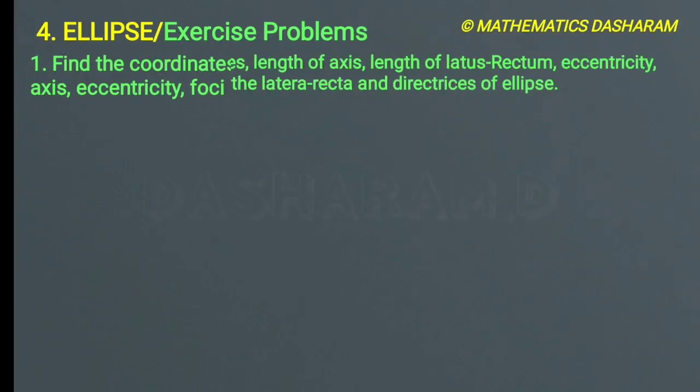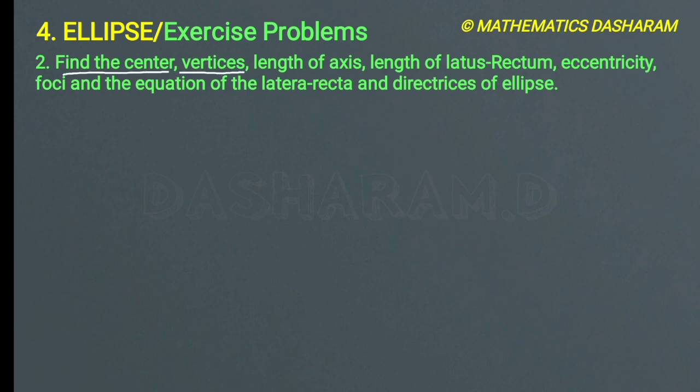Let's start the second bit. Find the center, vertices, length of axes, length of latus rectum, eccentricity, foci, and the equation of the latera recta and directrices of the ellipse. The first question is 4x square plus 9y square equals 36.